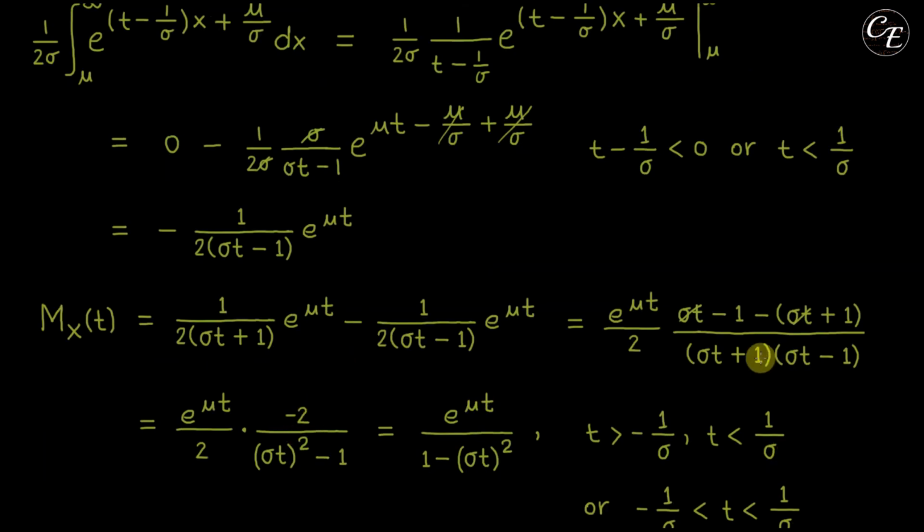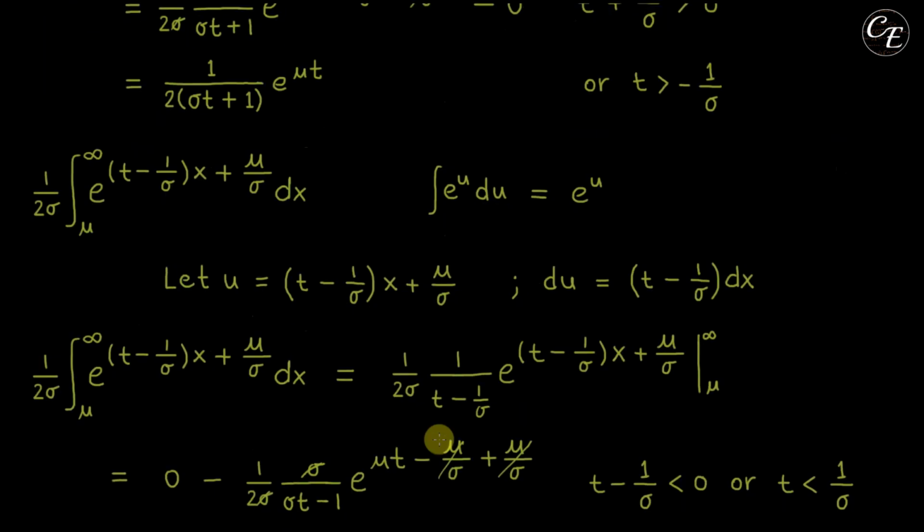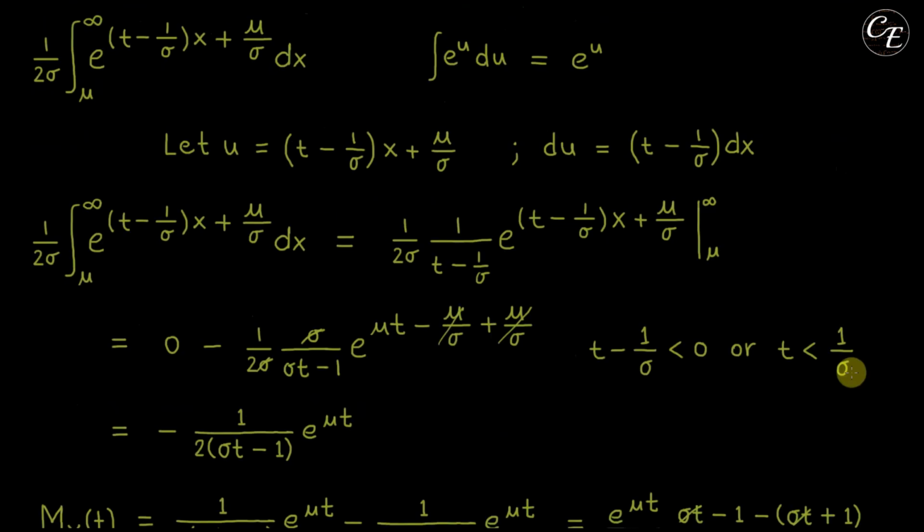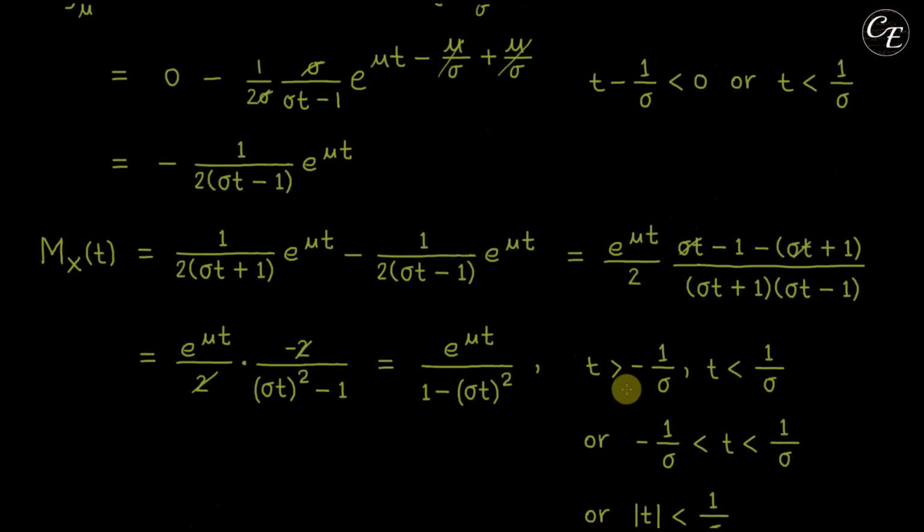Then for this denominator, it is a sum and difference of two terms. So by algebra, it is the square of sigma t minus the square of 1, which is this one. Then we can cancel out this 2 in here and 2 in here. And then by multiplying both the numerator and denominator by negative 1, we can remove this negative sign in here. So we have here just e raised to mu t from here. Then for this one, we have 1 minus the square of sigma t. Then we have our conditions, this one and this one, which are rewritten in here.